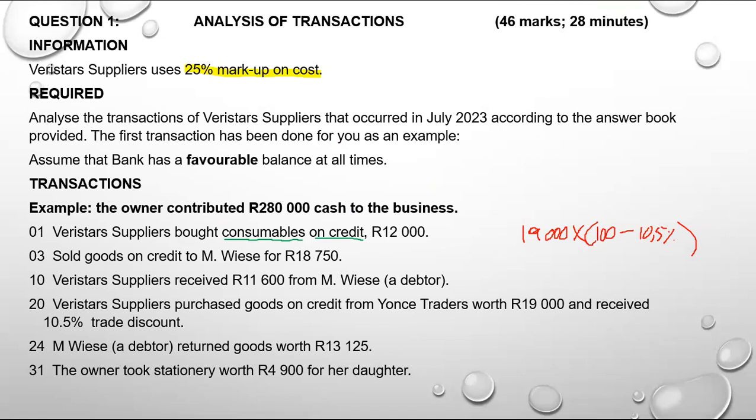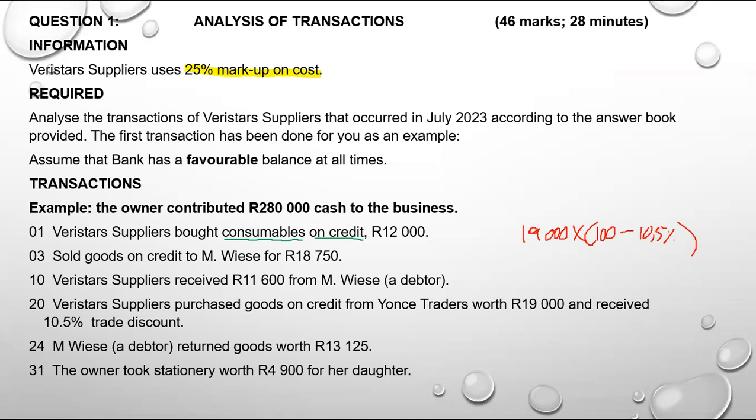M. Visser, a debtor, returned goods worth 13,125. Interesting. So we don't know what the relationship is between us and M. Visser, because when you take 18,750 and then you minus what we received on the 10th, you'll realize that M. Visser returned goods that are more than what he already owes us, but we don't know what was happening at the beginning, so we'll just record it as it is. We don't know how much M. Visser was owing us from last year or last month.